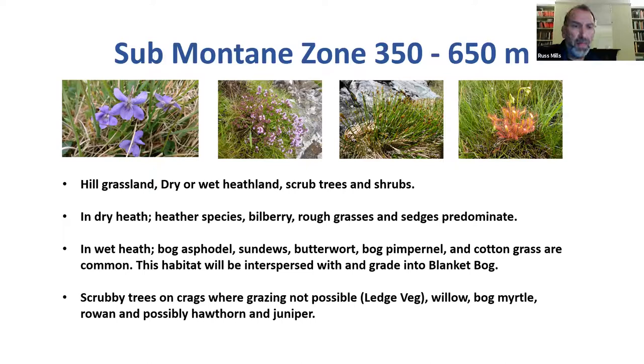And the submontane zone is typified by hill grassland, dry and wet heathland, scrub, trees and shrubs. And dry heath would be what you are quite familiar with walking in the Irish hills. So a lot of heather, bilberry, grasses and sedges. This is the kind of environment that you would see a lot of walking in the hills of Ireland. And that grades into what we call wet heath. So in the wetter spots, and in wet heath, we'd find plants like bog asphodel, sundew, butterwort, bog pimpernel and cotton grasses. And very often wet heath is interspersed with and grades into blanket bog. So there's a gradation between these different environments within the submontane zone.